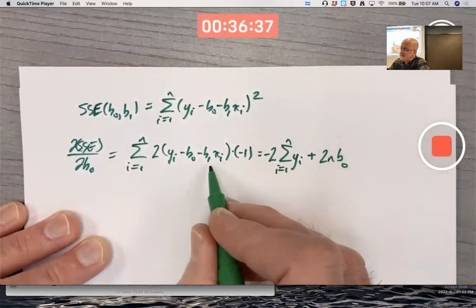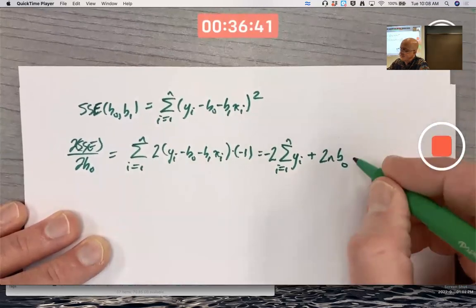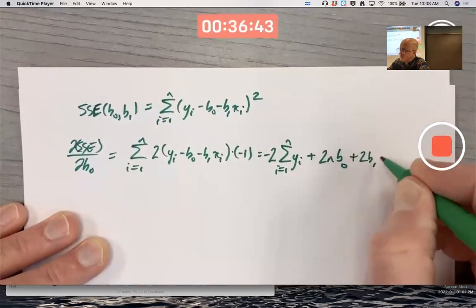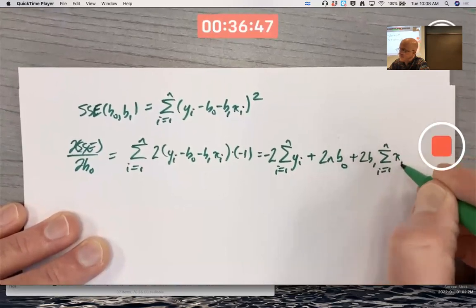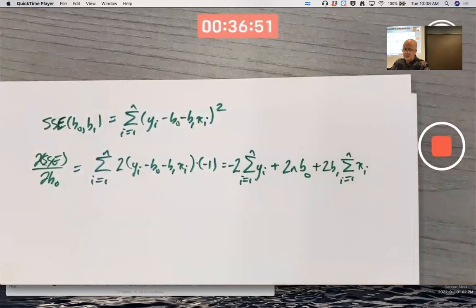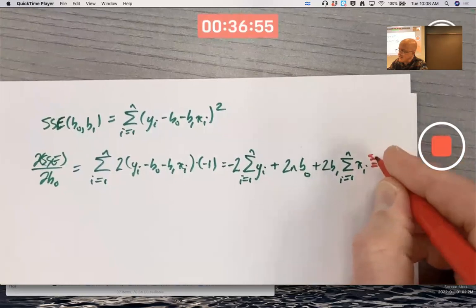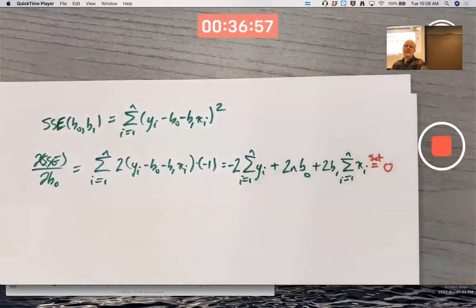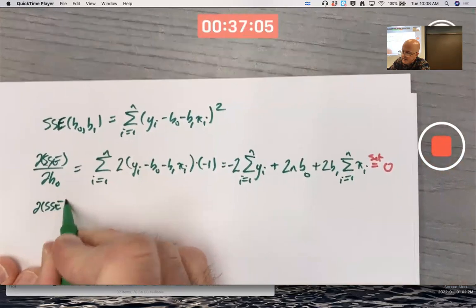With the last term involving the xi, the B1 is a constant. It can be factored out. 2B1, but I still have a summation of the xi's. Okay, I will be setting this equal to 0, ultimately to solve for the B0 and the B1. And the 2 again will cancel. Partial derivative with respect to B1.